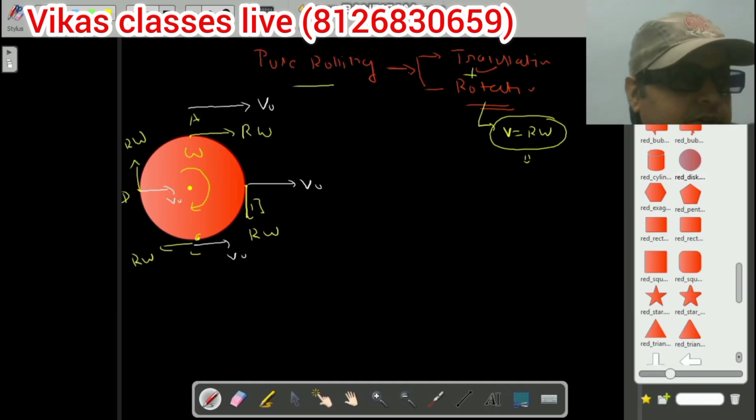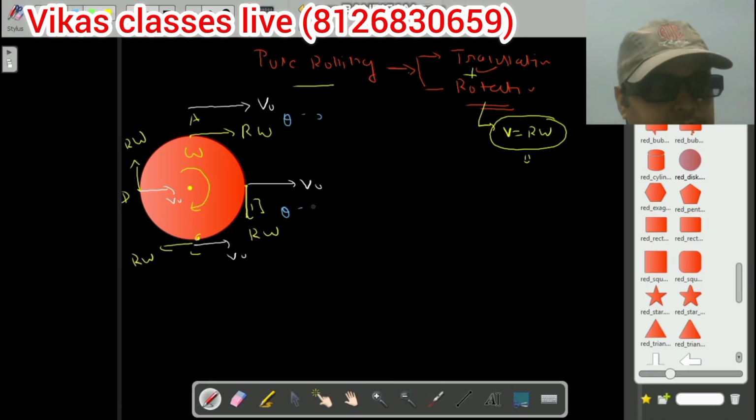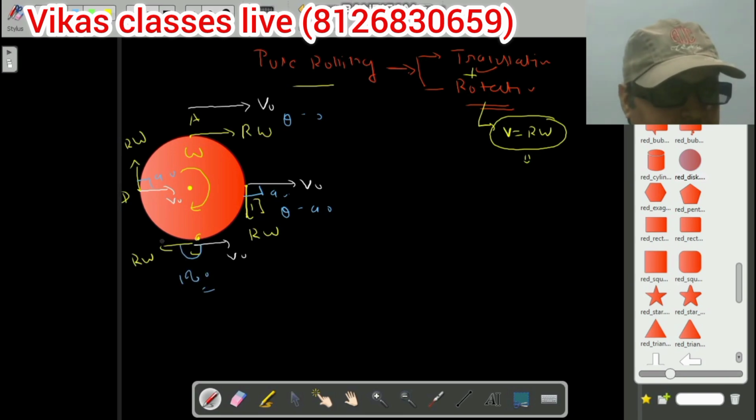Now the angle between the translation as well as rotation: theta is equal to 0 here. Here theta is equal to 90 degrees, as we are seeing that this is 90 degrees and here is 90 degrees. And what about this? This is 180 degrees. This is a point of contact. It will tell about why friction is required at the point of contact.